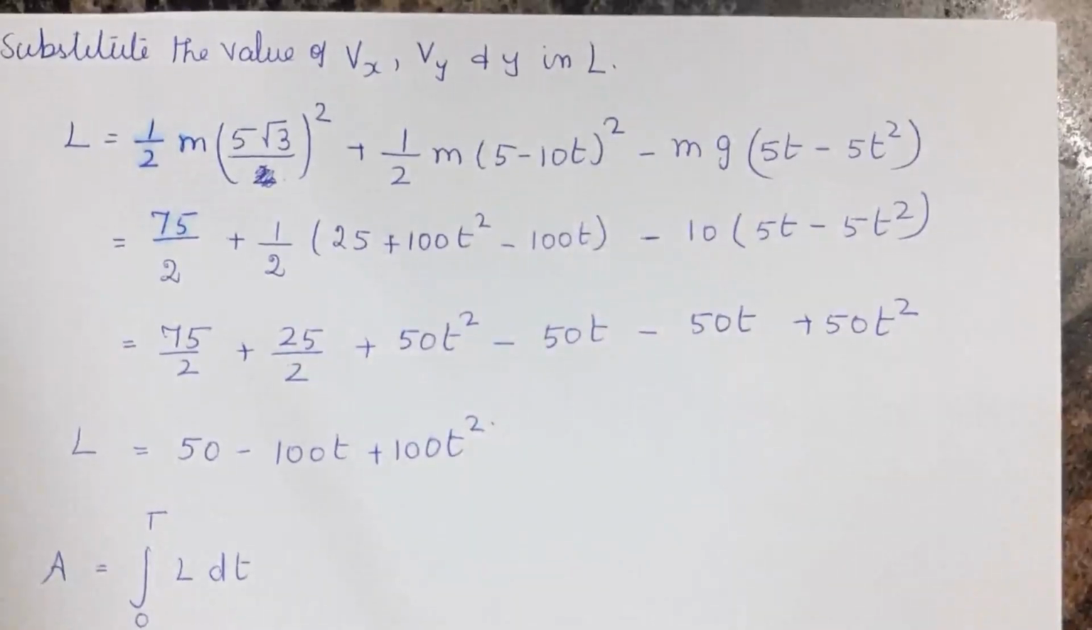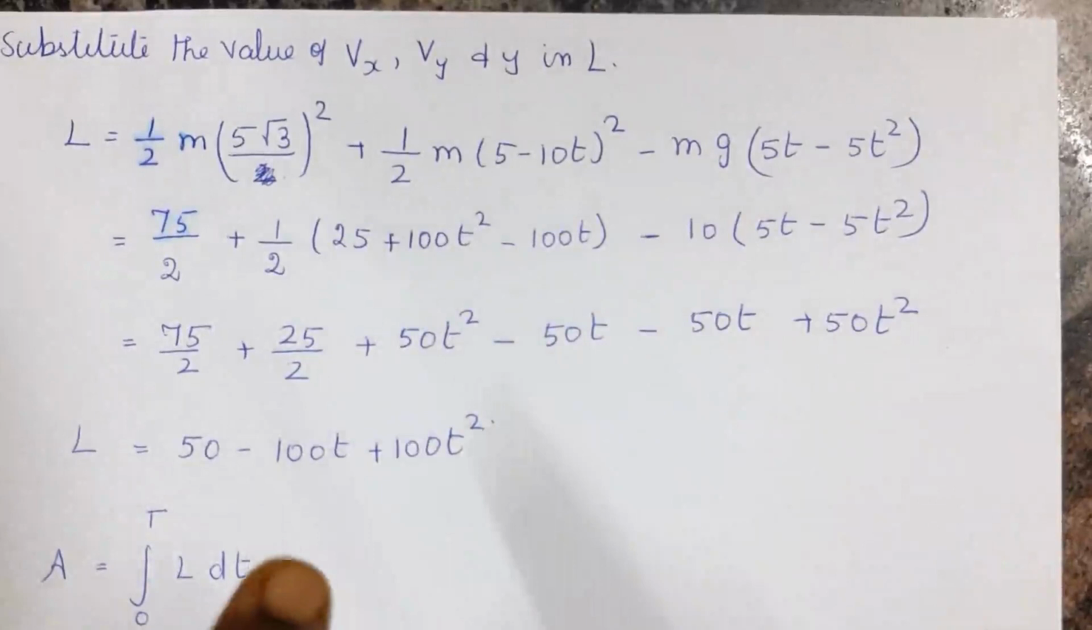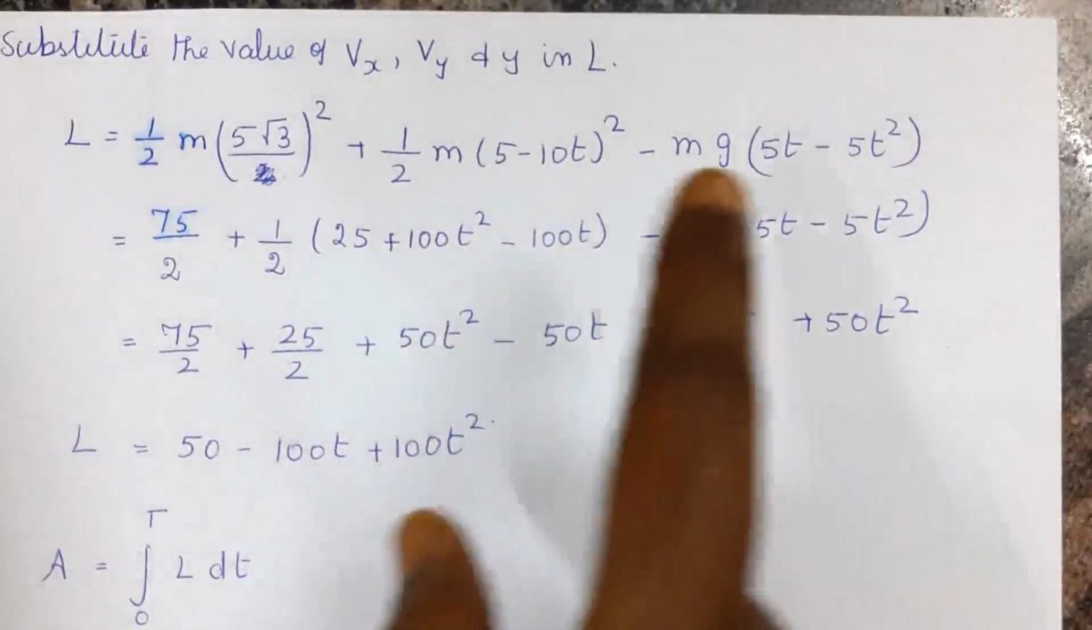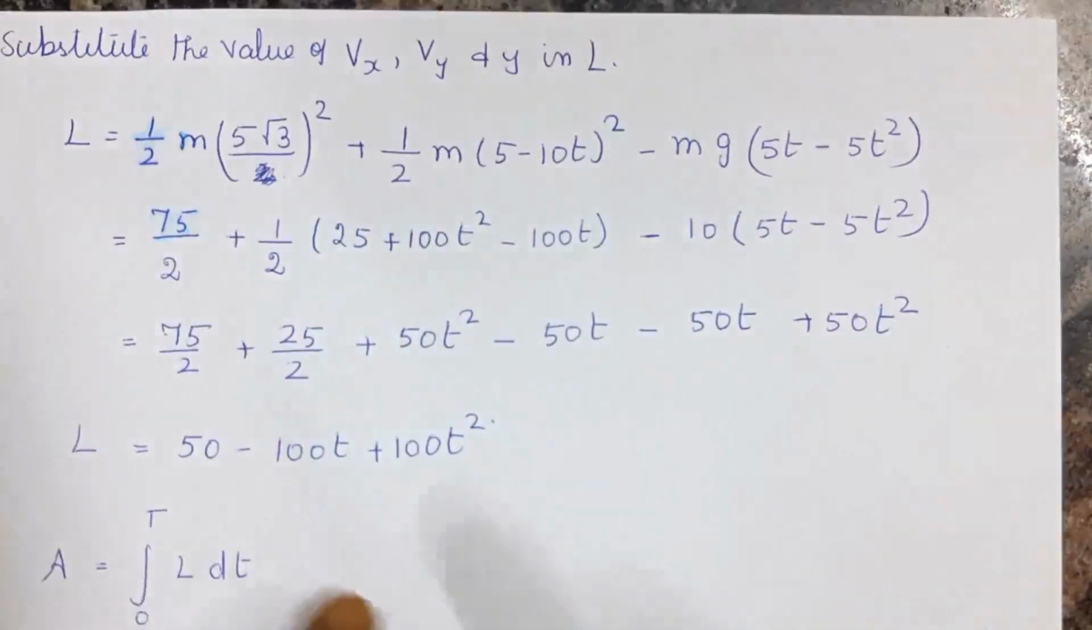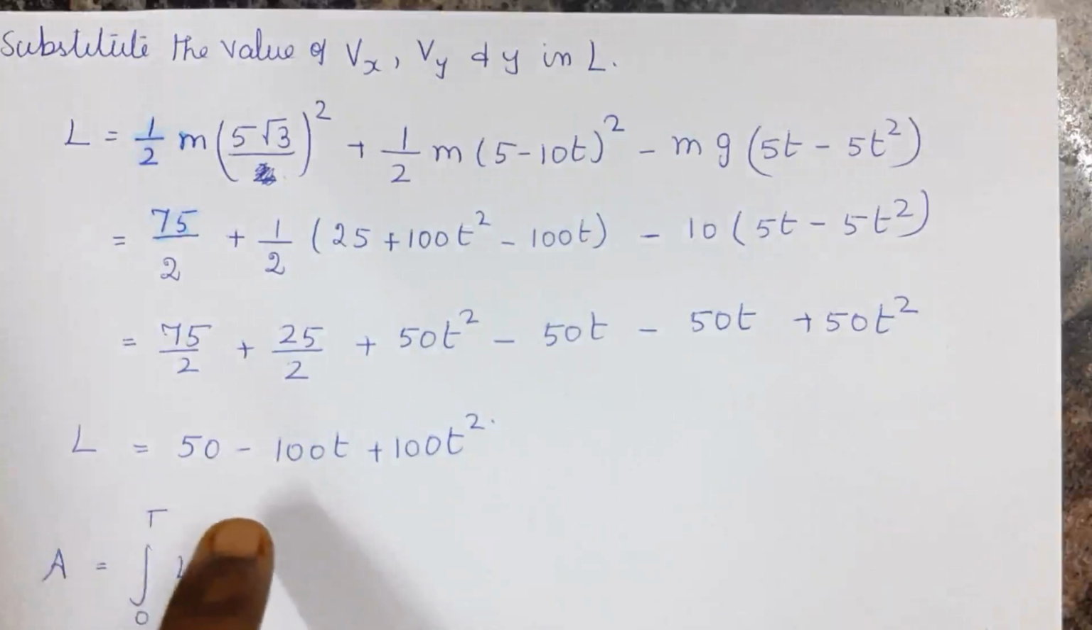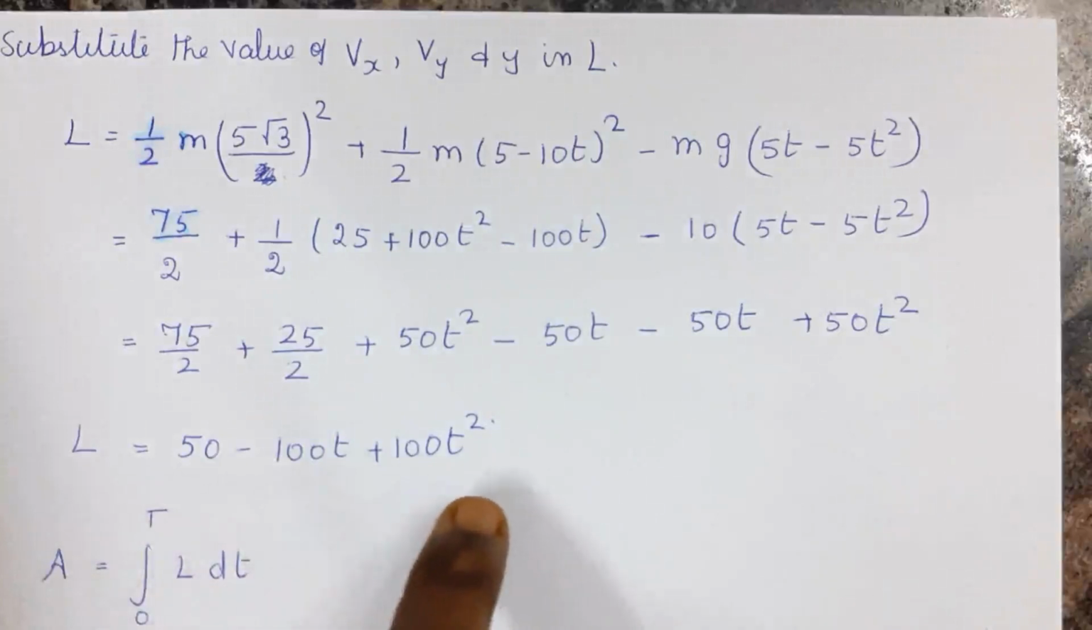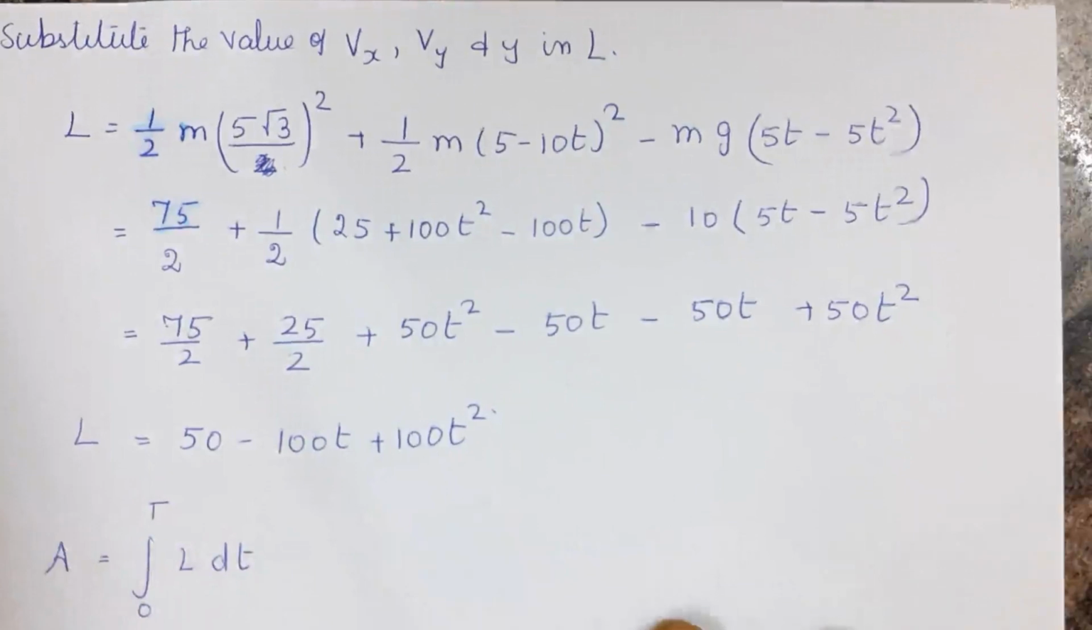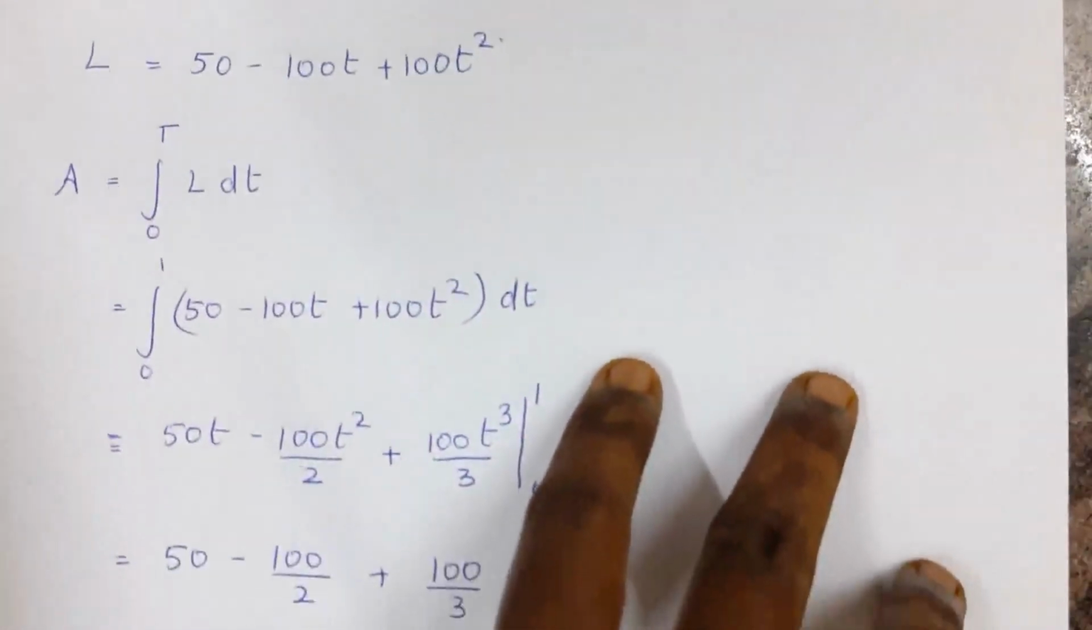Now substitute the values of the x component and y component of velocity in L. Then we will get L is equal to 50 minus 100t plus 100t square. Now substitute the value of L in the action integral.